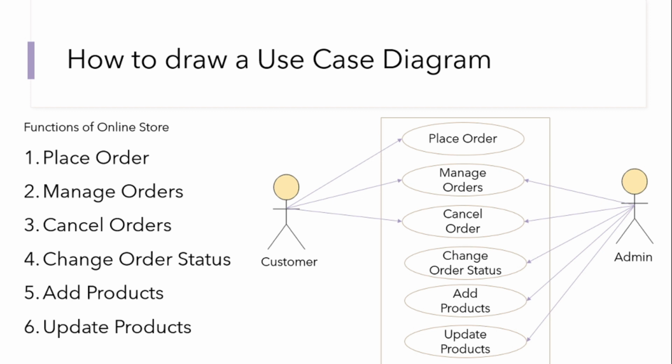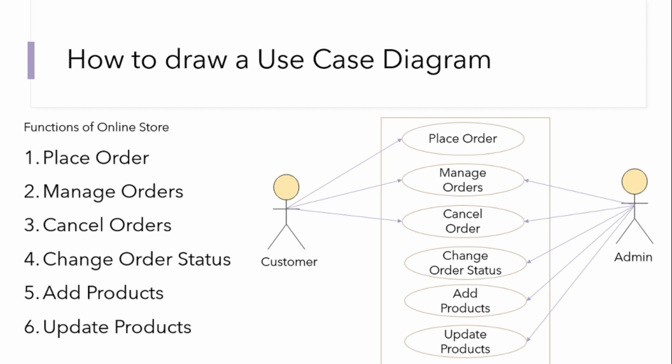So basically, this is how a use case diagram is drawn. You first identify your various functionalities, and then after identifying the various functionalities, you look out for your various actors. And then after identifying the various actors, you map them. You map the functions to the actors, or you map the actors to the functions.